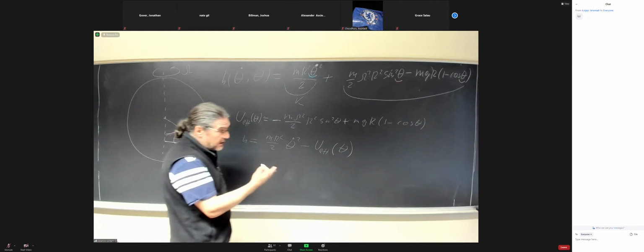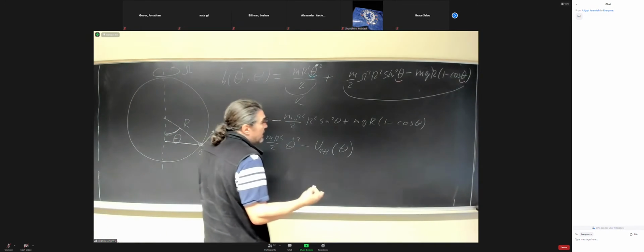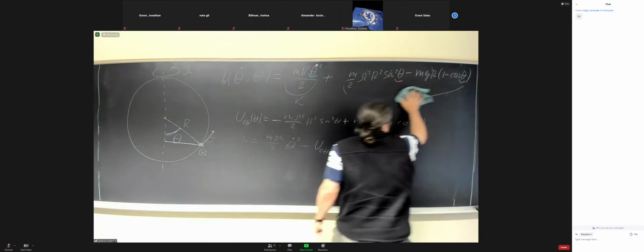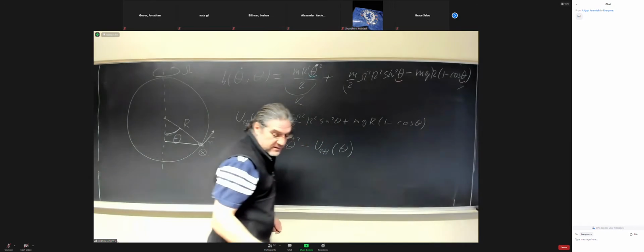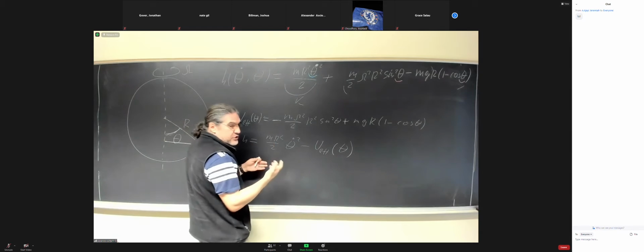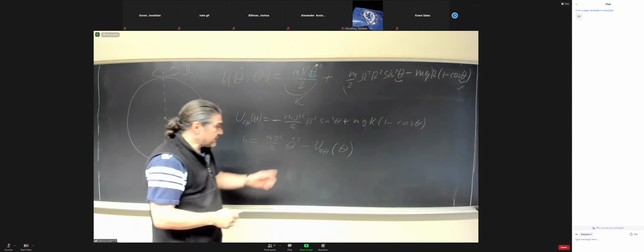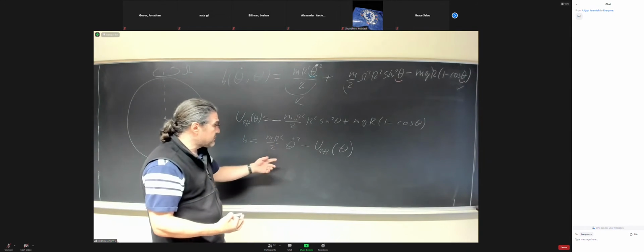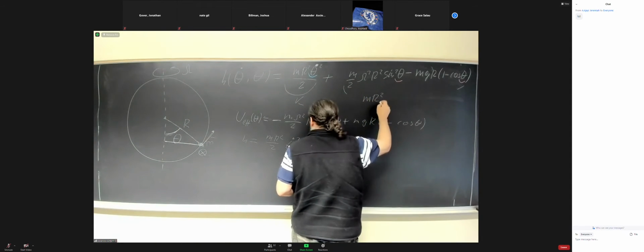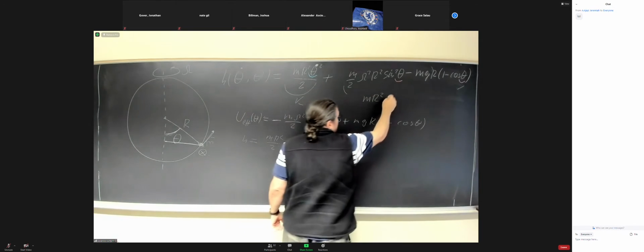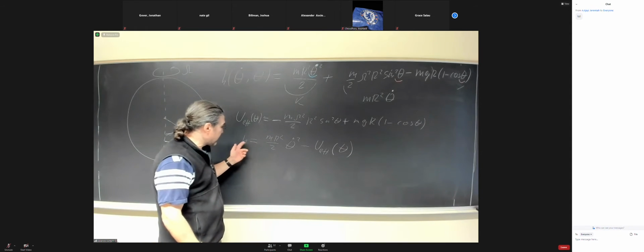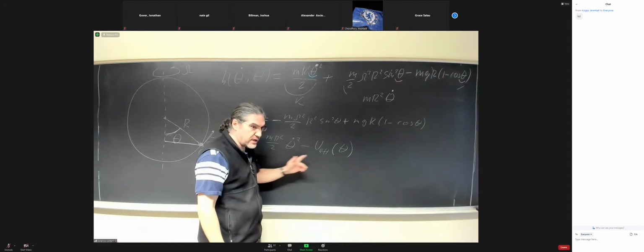And my Lagrangian equations of motion are also very simple, because now it's exactly the same as we have done for the pendulum. I take this Lagrangian and differentiate it with respect to theta dot. Theta dot is only here. I differentiate it with respect to theta dot and I get m r squared theta dot. Right? That's the derivative with respect to theta dot. Theta dot is only here.